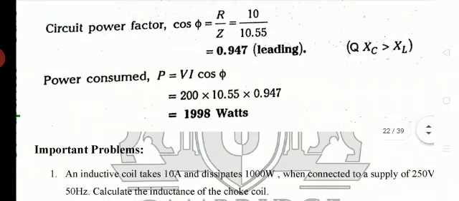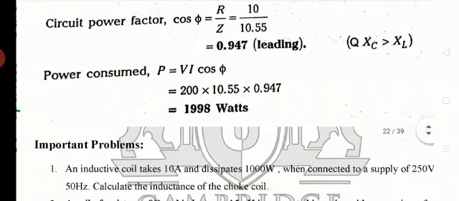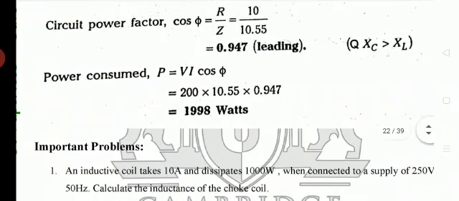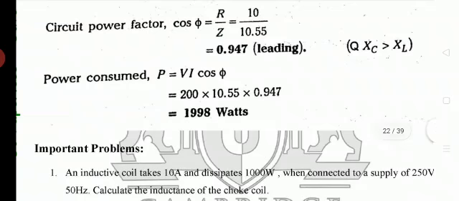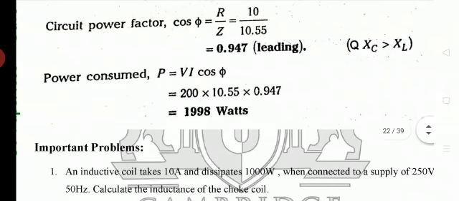So one more thing you have to note here. In RLC circuit, I'll come to first RL circuit. In RL circuit, what happens? It is a lagging power factor we have. Lagging power factor means what? Current is lagging behind the voltage by angle phi. So leading power factor means current is leading the voltage by angle phi. In RL series circuit, current lags the voltage. In RC series circuit, current leads the voltage.